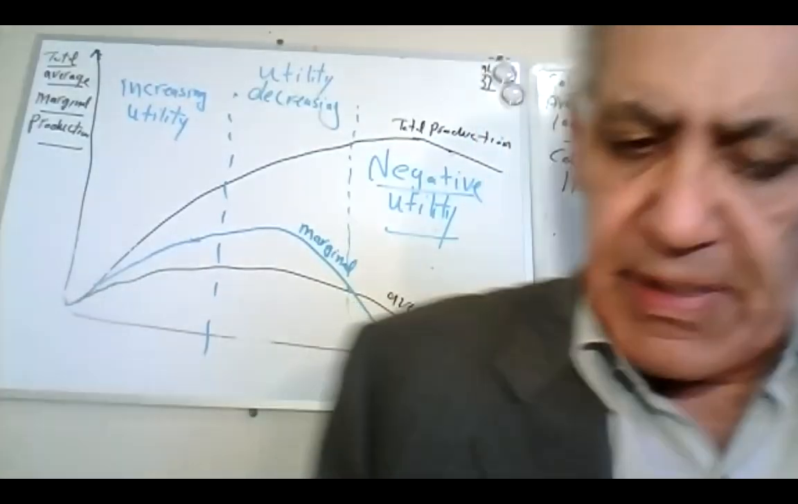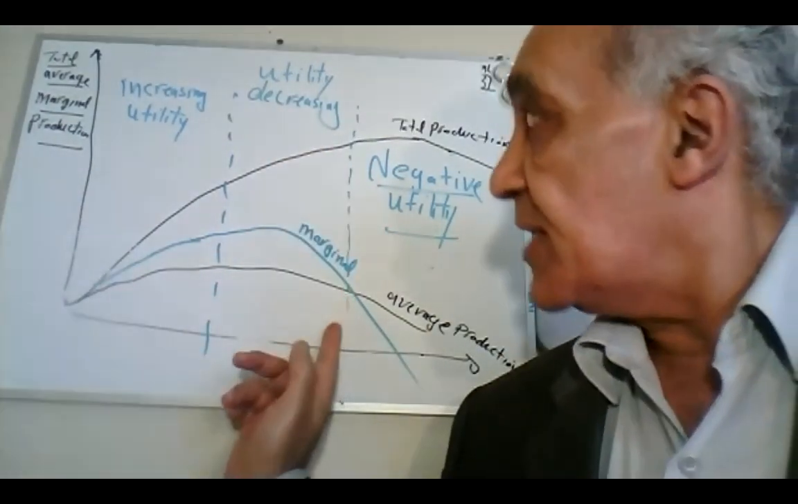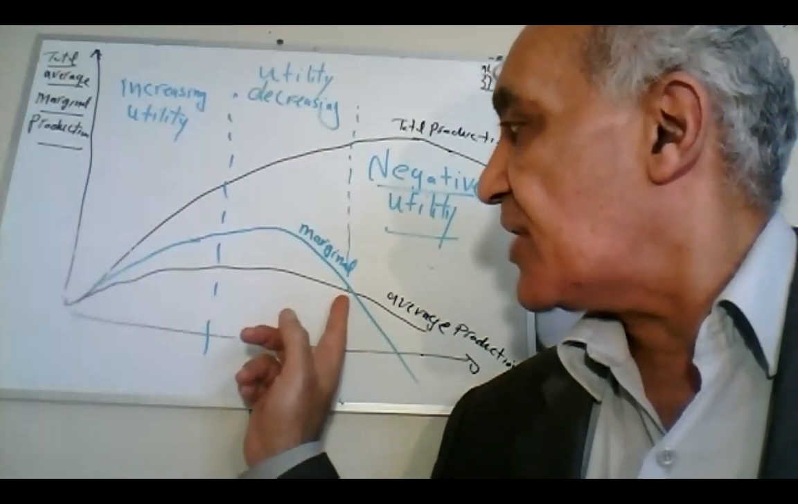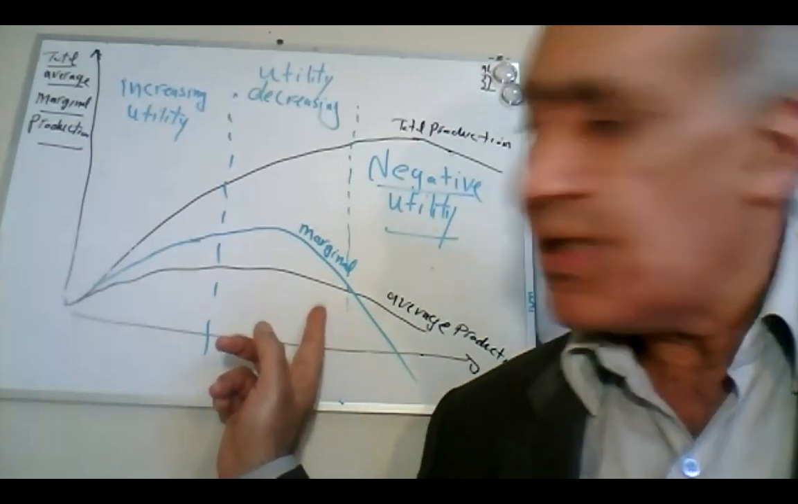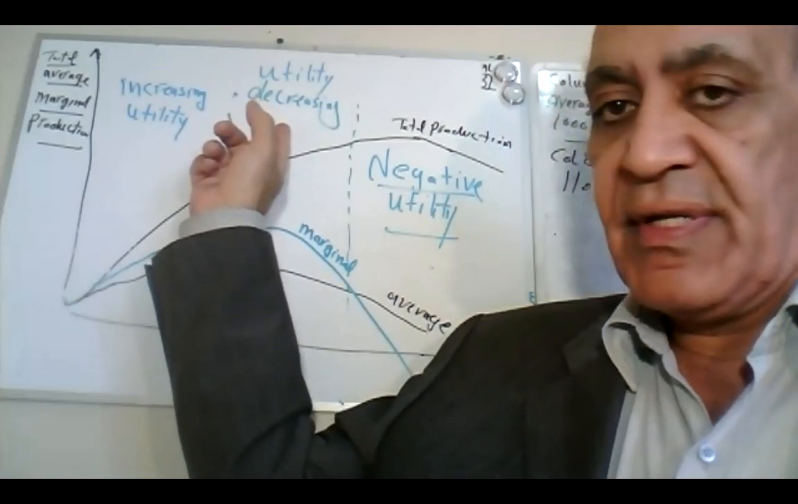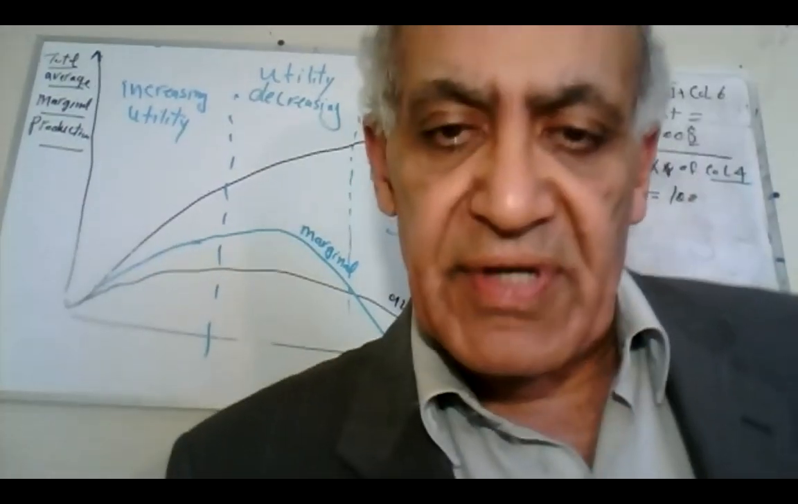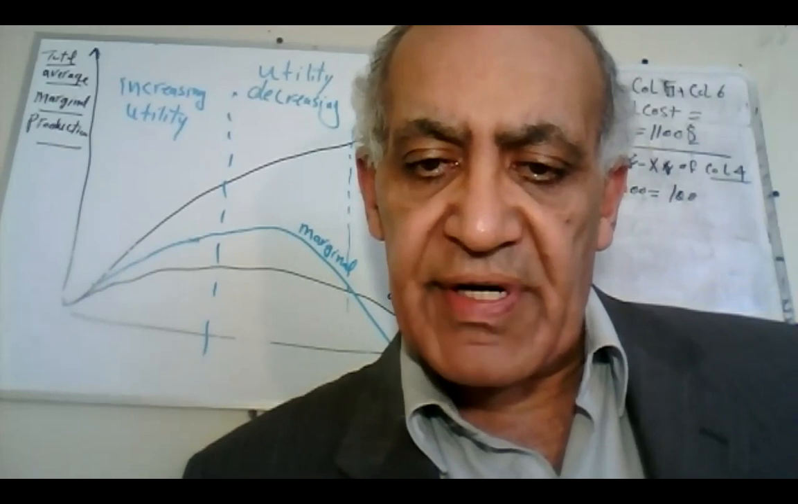So as you see, we have three periods. And even on this line here is the end of the period of the decreasing, when the marginal equals the average. So at this point, the decreasing utility stage is done. Then now we will start the negative utility. What is the negative utility, like you see here? Because we have here negative utility.